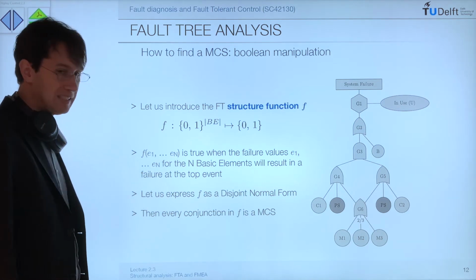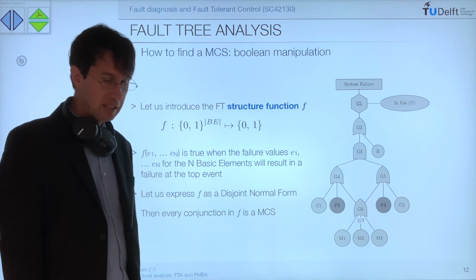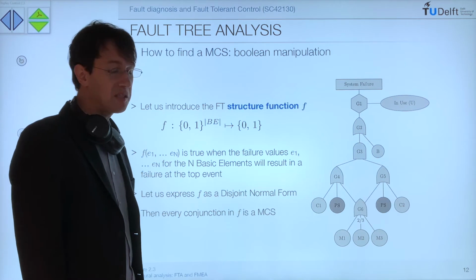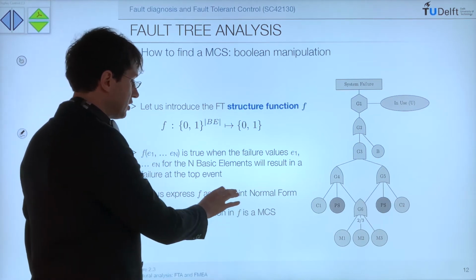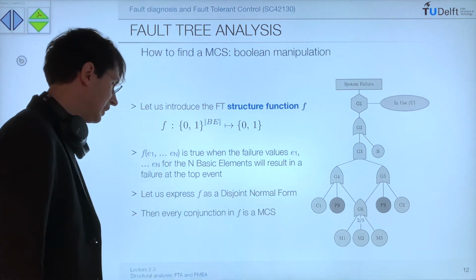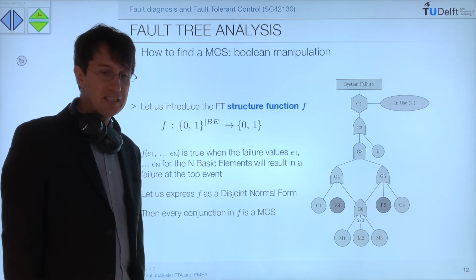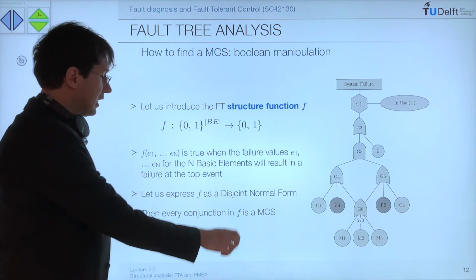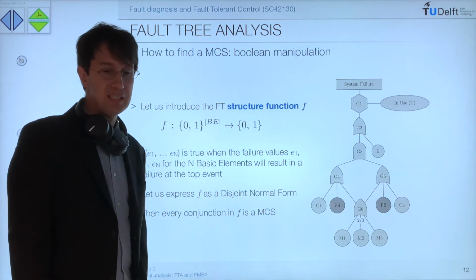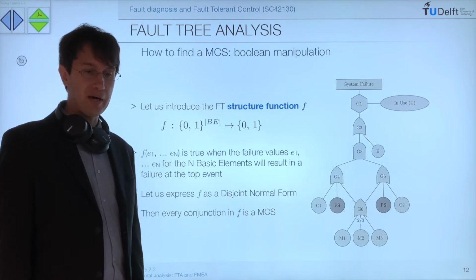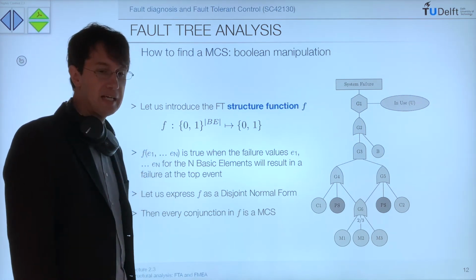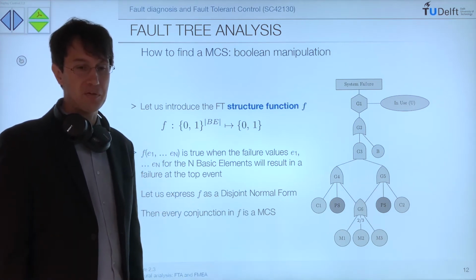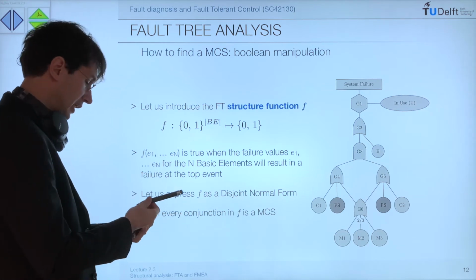Now, the key thing is in expressing this function, which is a logical function, in a special form, a form that is called a disjoint normal form. When we do that, it is automatic to get the minimum cut set. So a disjoint normal form is a form where your function is expressed as a series of OR of individual terms that are made only of AND. So something like that.